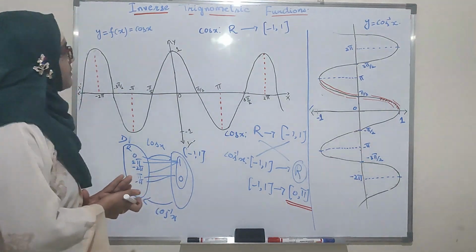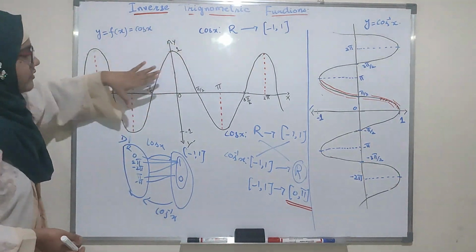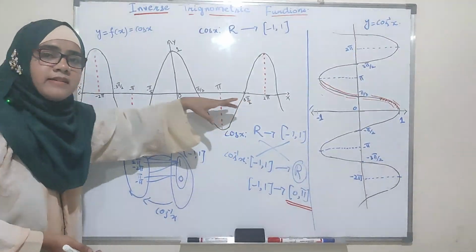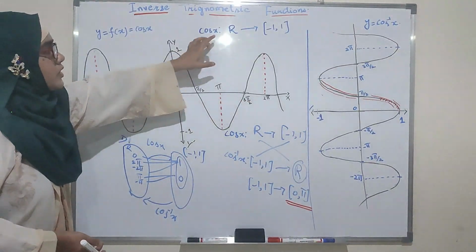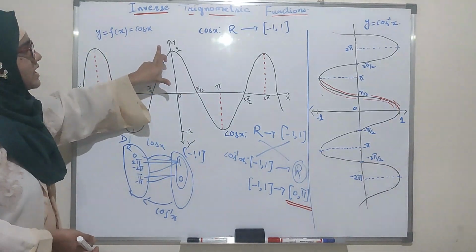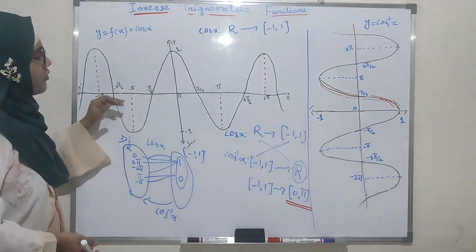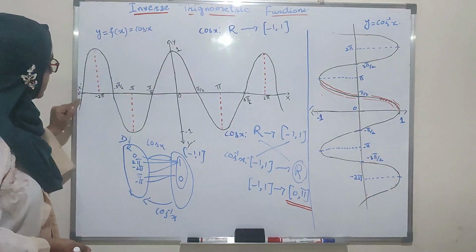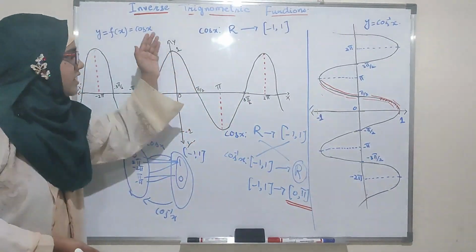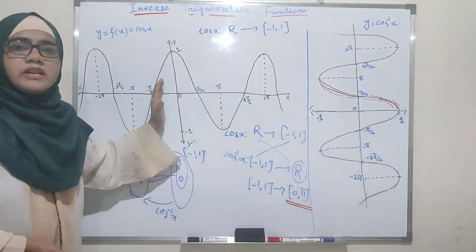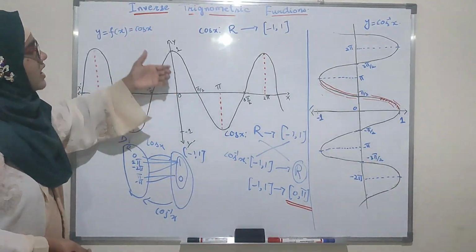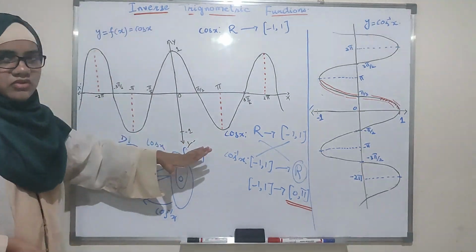See here, it is very simple. For cos x, the x values, which are all real numbers, form the domain, and the range is plus 1 to minus 1. Why are we taking plus 1 minus 1? Because this graph lies between the plus 1 and minus 1 values. So this graph will not go beyond plus 1 and minus 1.